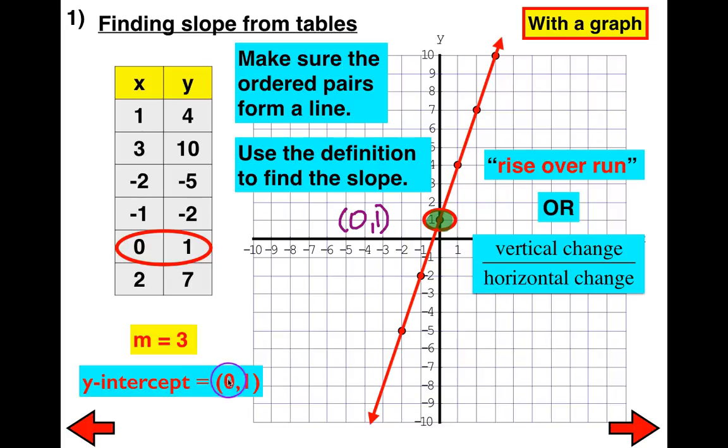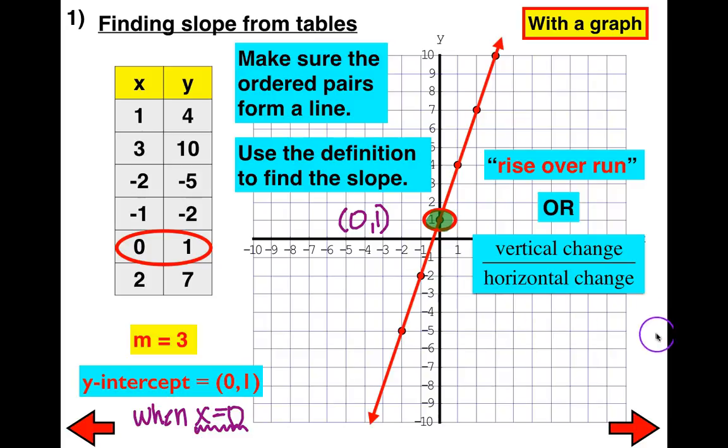Now, on a graph, it's easy to see. However, on a table, what are you going to look for? You're going to look for when x equals 0. So once again, like I said, on a graph, it's super easy to find because you can see where the line intersects the y-axis, but on a table, not so much. So again, you're looking for, hey, when does x equal 0? So hopefully you wrote that down because that's going to come in handy.